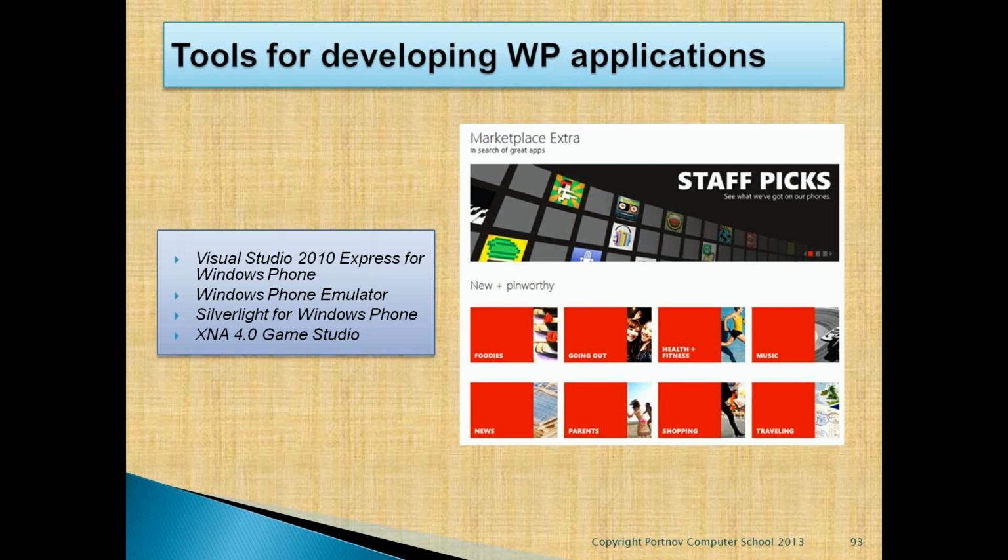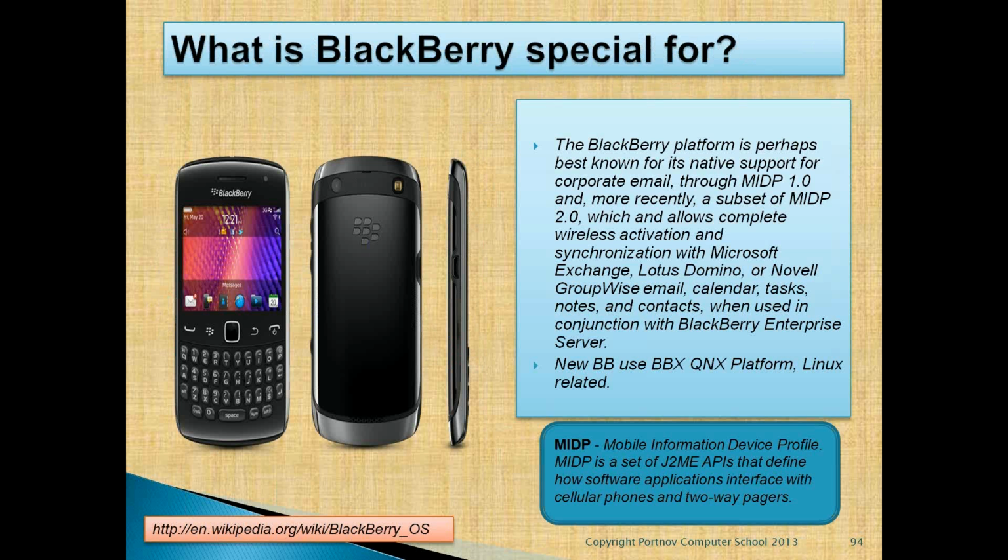So when you look at the job description and the requirements, you see keywords like Visual Studio 2010, Windows Phone Emulator, Silverlight, or XNA 4.0. You should immediately be aware that it's a red flag: this company is really interested in Windows Phone development, so you start to dig in this direction.